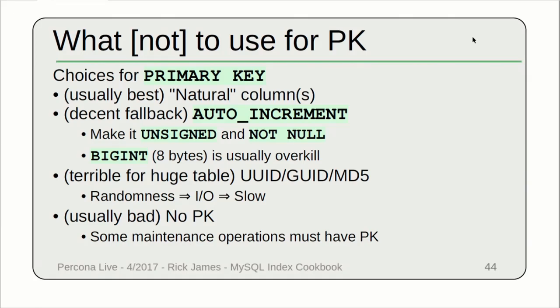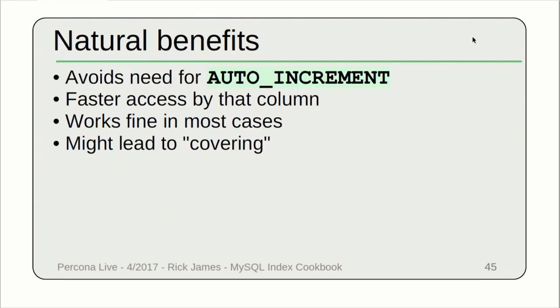UUIDs, GUIDs, etc. are terrible when you get a huge table because the random access will lead to I/O, which will, remember, I'm talking about a huge table, will lead to disaster performance-wise. An argument for explicitly having a PK is someday you will need to do some maintenance on this table, and if you can't uniquely identify each row, it may be difficult to do it.